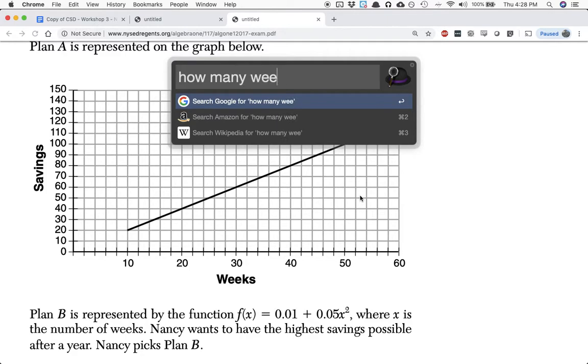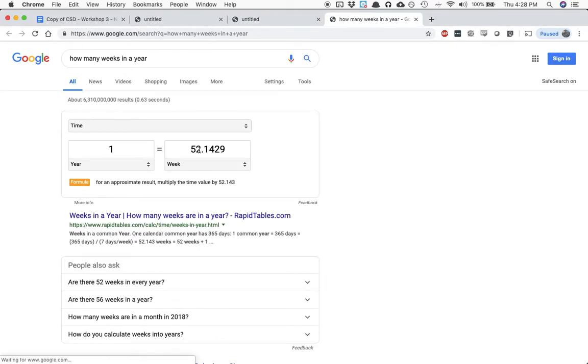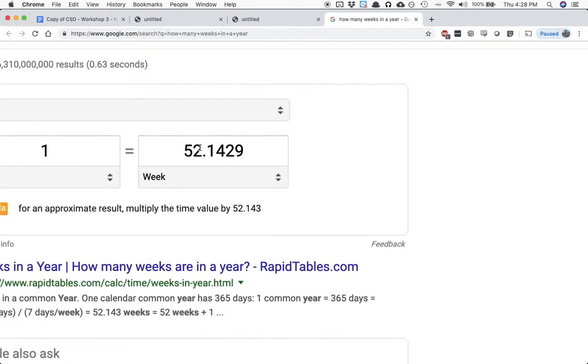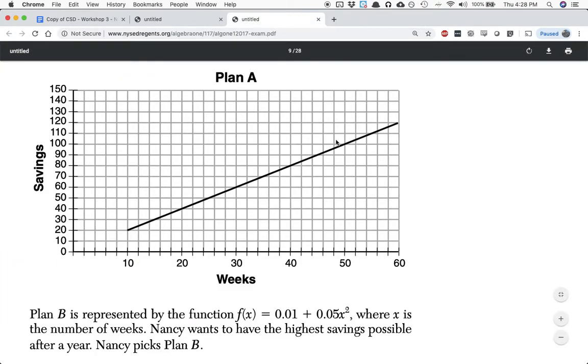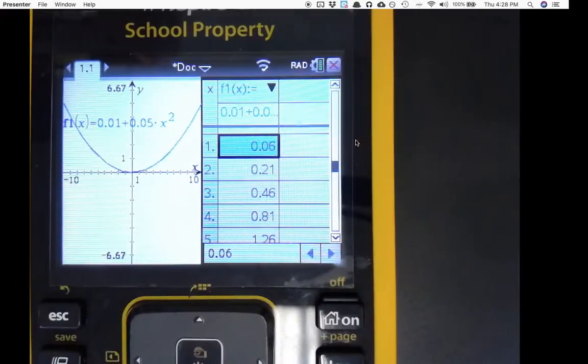After 1 year, 52. Let me just make sure. How many weeks in a year? Let's confirm that. Yeah, about 52 weeks. That's what I thought, right? So at 52 weeks, she will have saved $105 on Plan A.